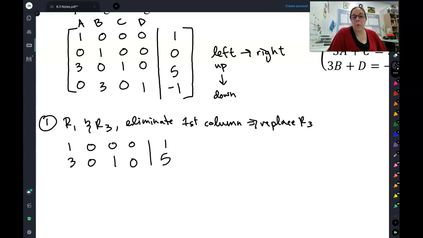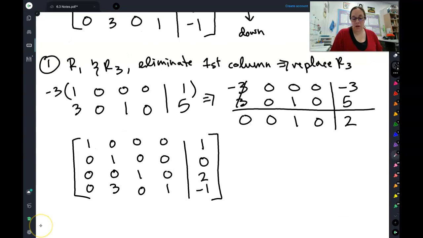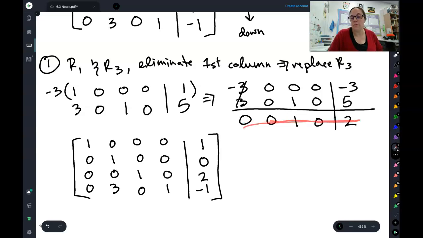So I'm going to have you pause the video at this point. You should be able to do this part on your own. Get them to eliminate this first column and then take whatever answer you get and replace row 3 with that, and then come back to check your work and see how you did. I got 0, 0, 1, 0, 2 for my answer. Replaced row 3 with that answer.